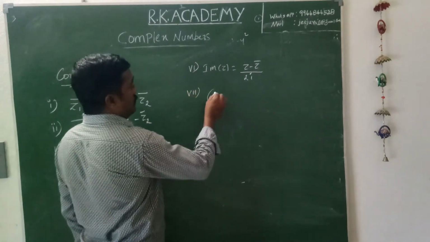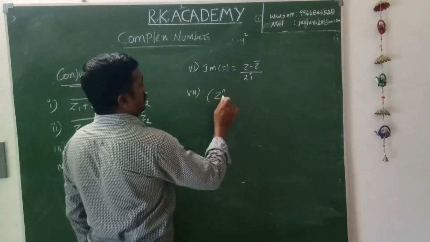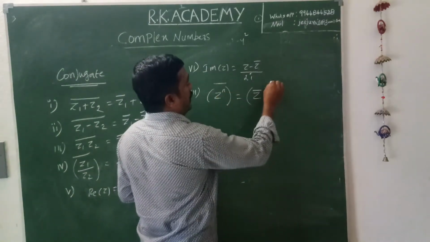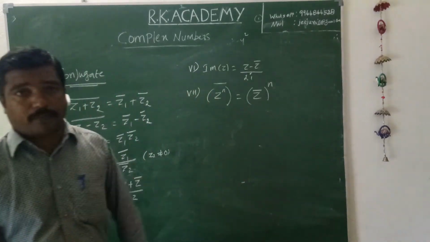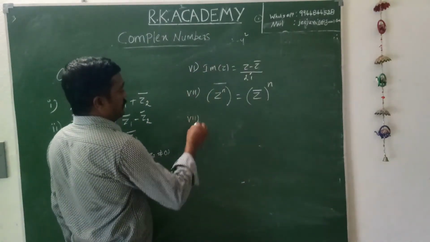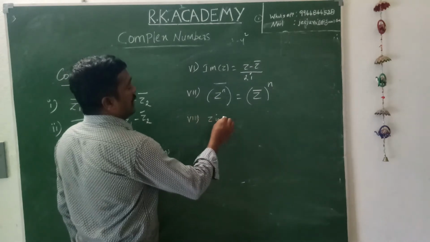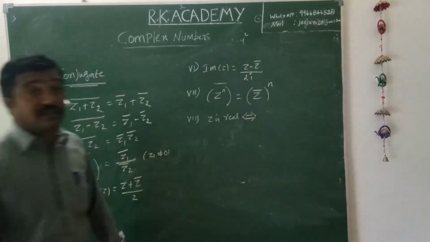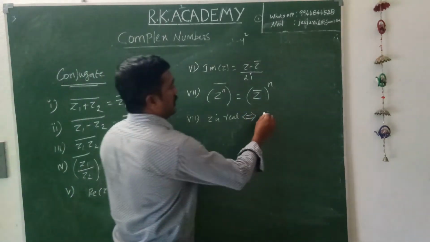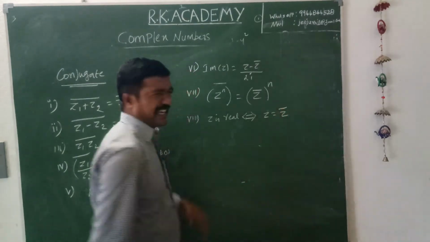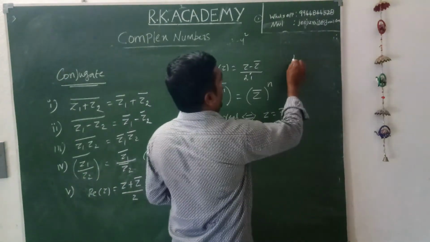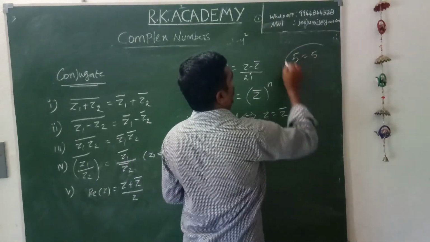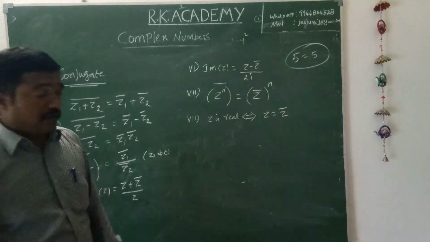Seventh one: z power n the whole bar is equal to z bar power n. It's a property. Eighth one: z is real if and only if z is equal to z bar. What is the example? z is real. Sir, 5 is real. What is the conjugate of 5? Again, it's 5. So z is real like that.